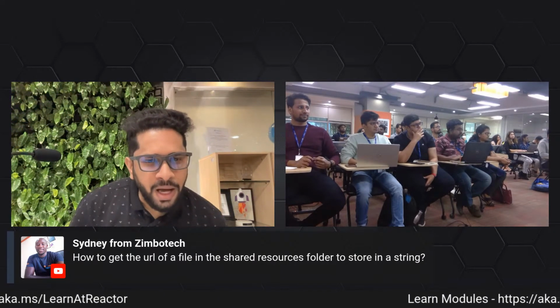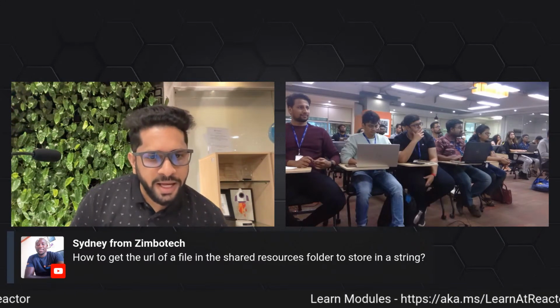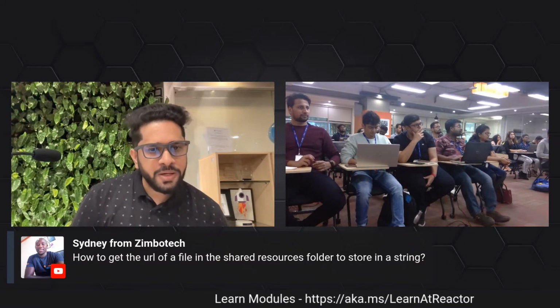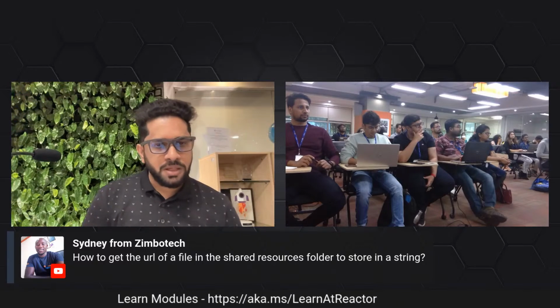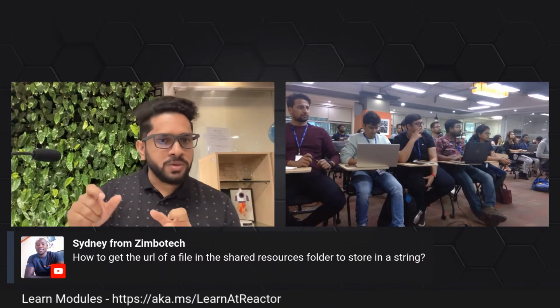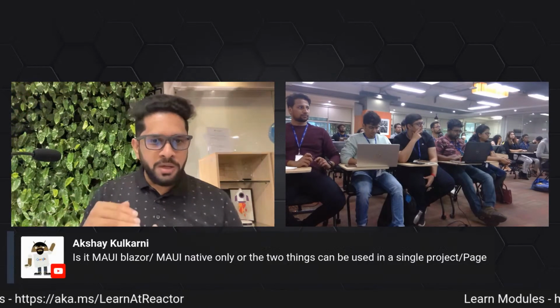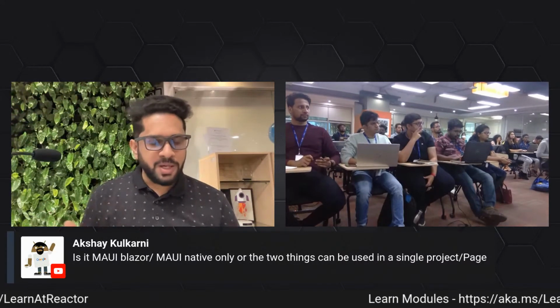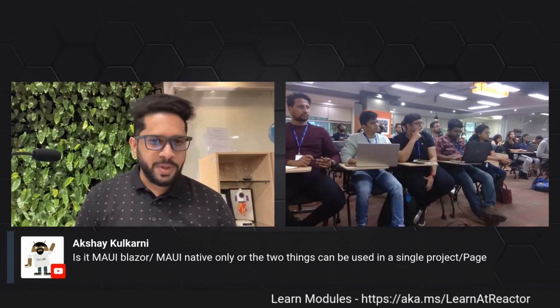How to get the URL of a file in the shared resources folder to store a string? Okay, I don't have the answer handy with me right now, but I'm pretty sure you can get those things from the documentation. In the resources section, just check how, for example, the fonts are accessed. In a similar way, you will be able to access the same way.